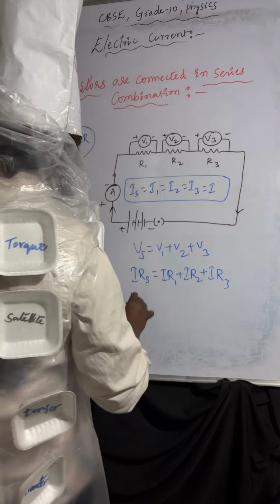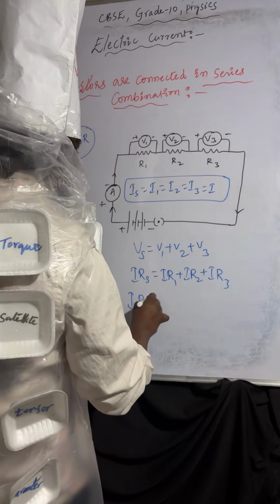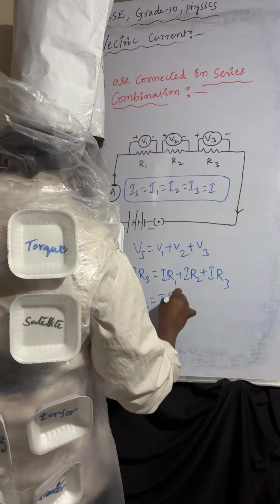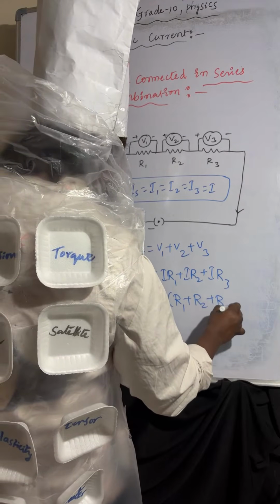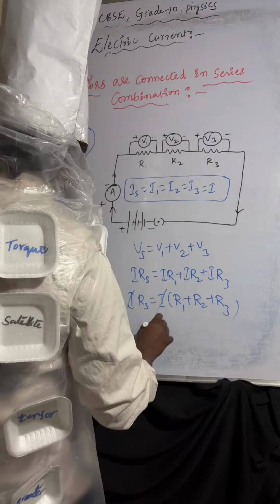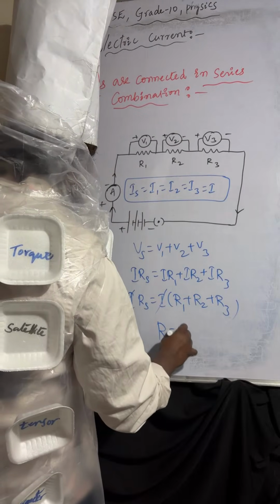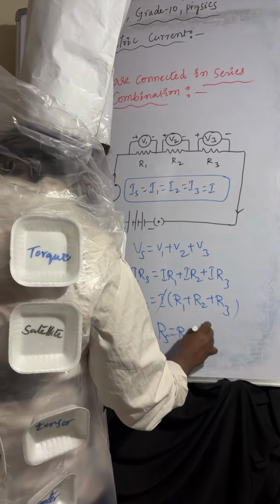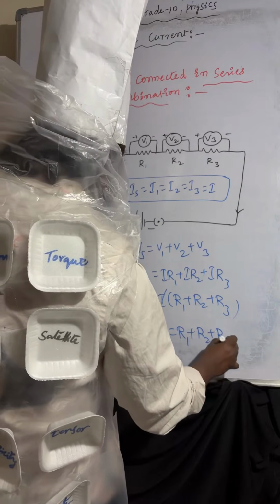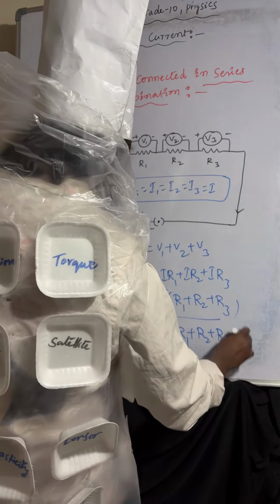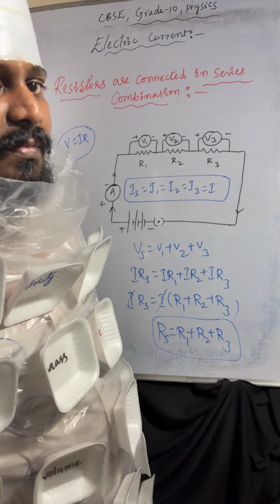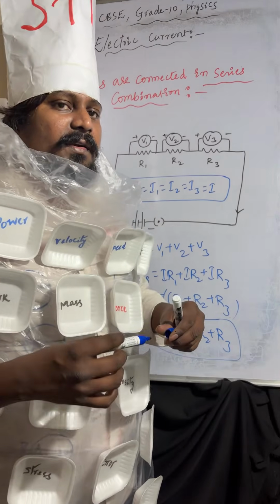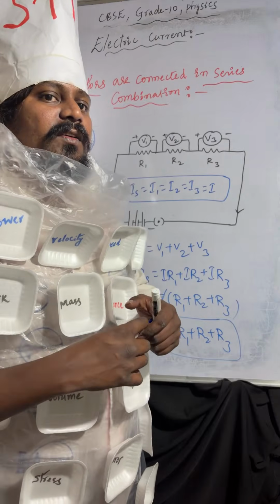Taking I common, I into R1 plus R2 plus R3. Cancelling I, then RS equal to R1 plus R2 plus R3. So when resistors are connected in series combination, RS equal to R1 plus R2 plus R3.